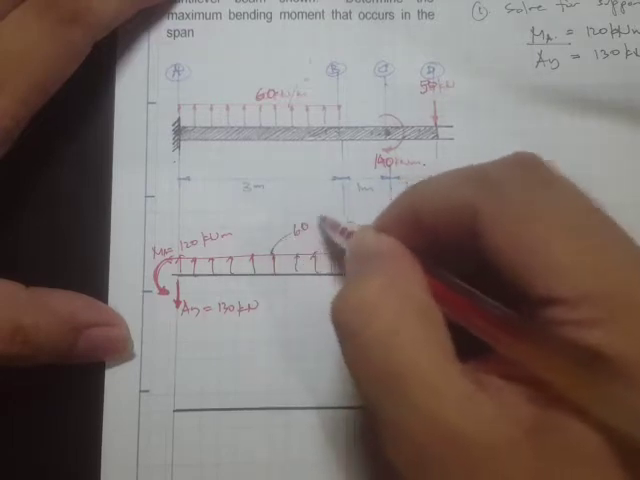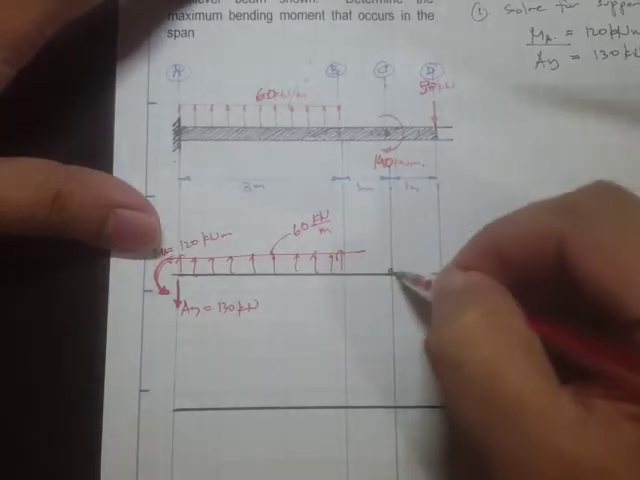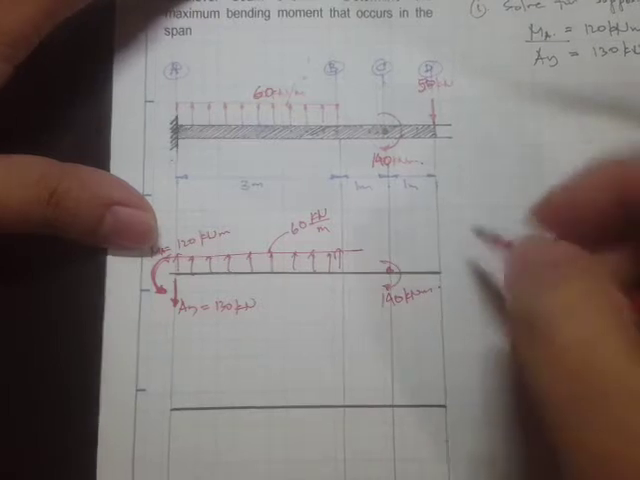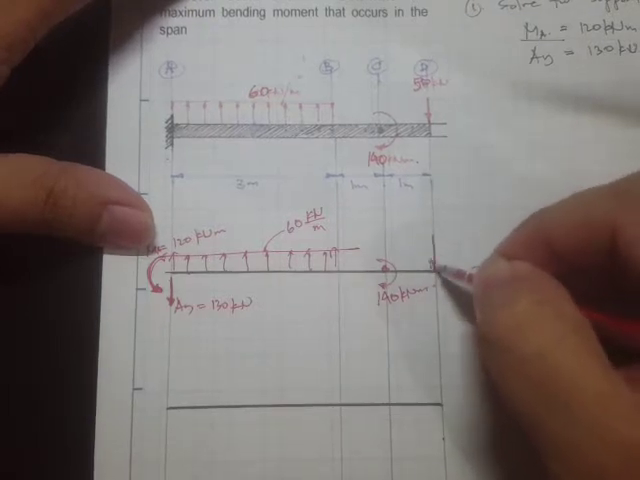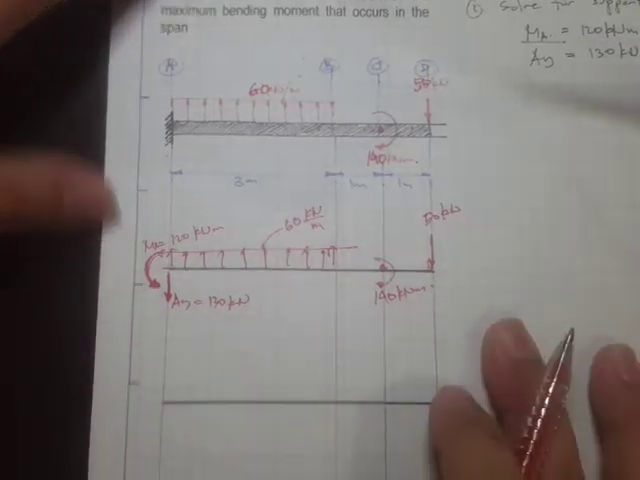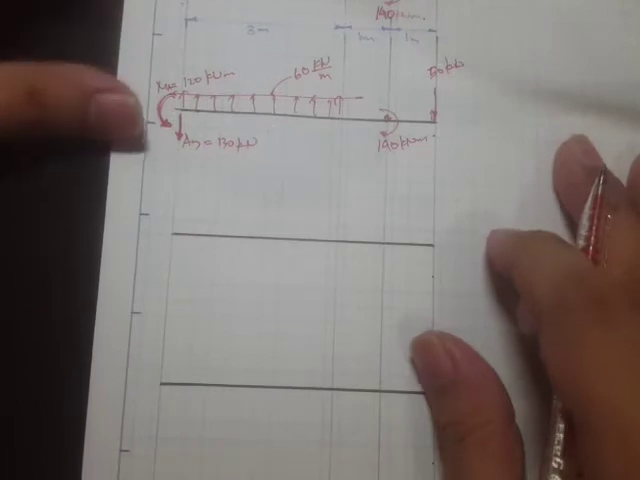And this is 60 kilonewton per meter, and we have a concentrated moment here. This is 140 kN meter, and we have a concentrated load right here. This is 50 kN. Okay, now once you have this, then we can actually solve for the shear diagram.